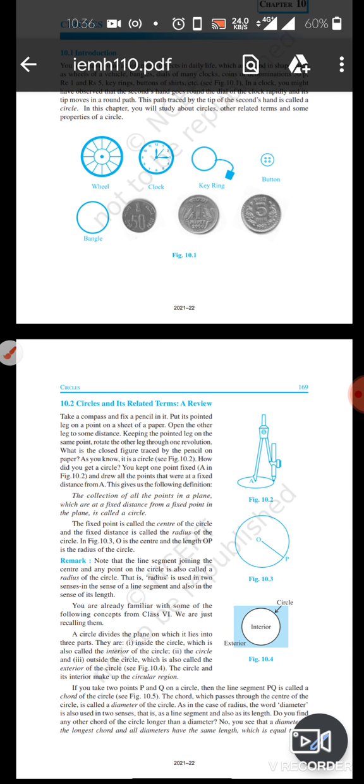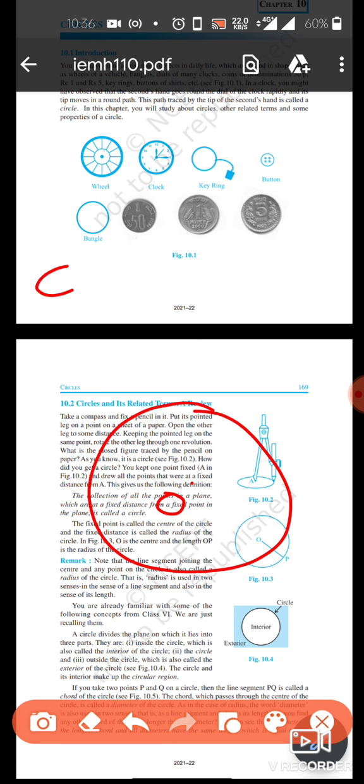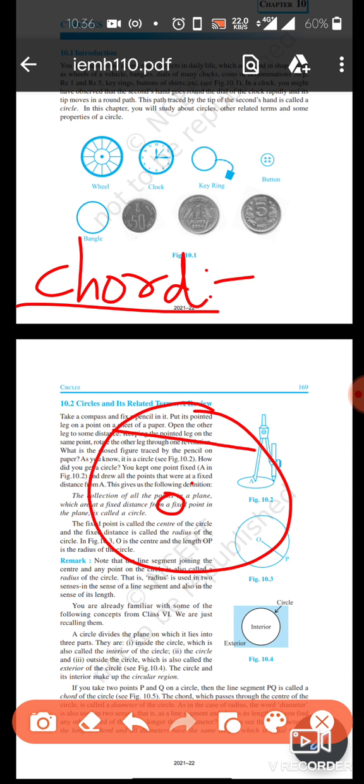Now next is chord of a circle. What is a chord of a circle? Suppose again you are having a circle with center O. The spelling is chord, pronounced as chord. Any line segment on a circle with 2 points joining the circumference of a circle, that is, suppose A and B. This AB line segment is known as a chord of a circle.